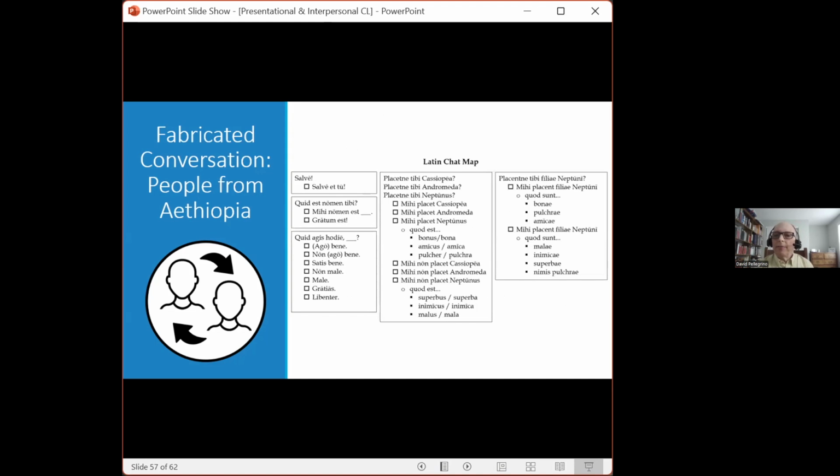We can also help them with a chat map, like this one in Latin. You can do this in another classical language as well. This helps them find the words and phrases and sentences that they want to use to complete the task.